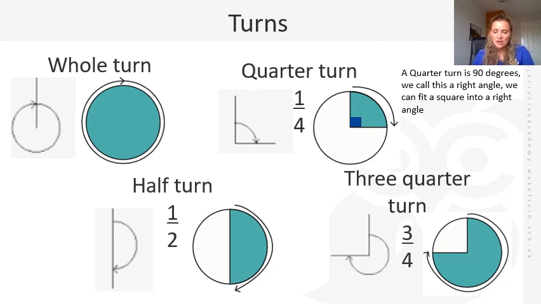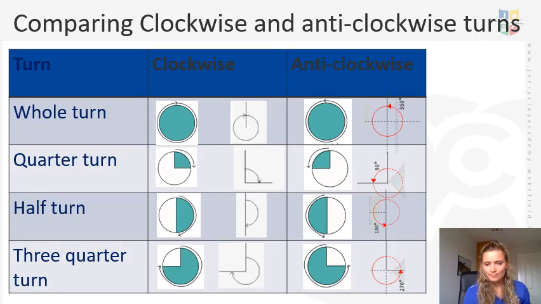And then we looked at whether these were anti-clockwise or clockwise, remembering that clockwise was moving right and anti-clockwise was moving left. So this was just to show the difference between comparing our clockwise and our anti-clockwise turns. Just a quick recap, the clockwise ones all move to the right, whether that's whole, quarter, half or 3/4, and all the anti-clockwise move to the left, again whole, quarter, half or 3/4 turns.